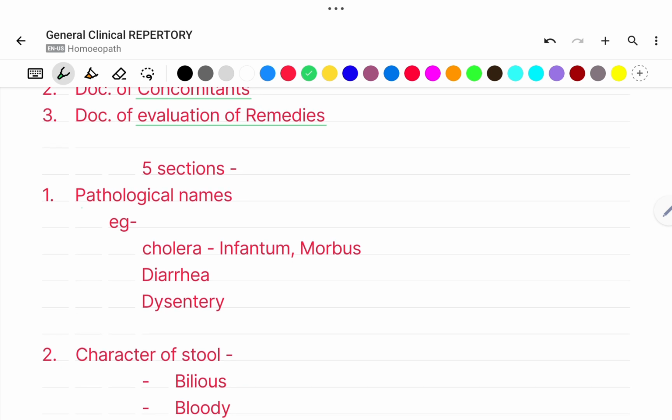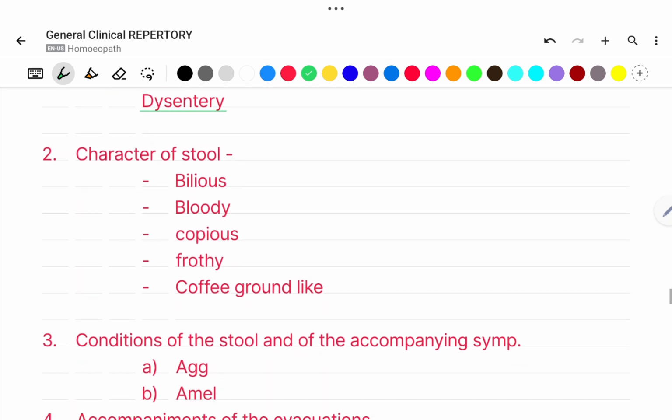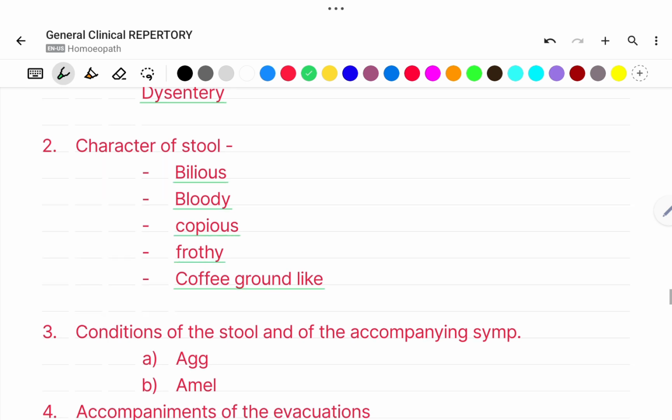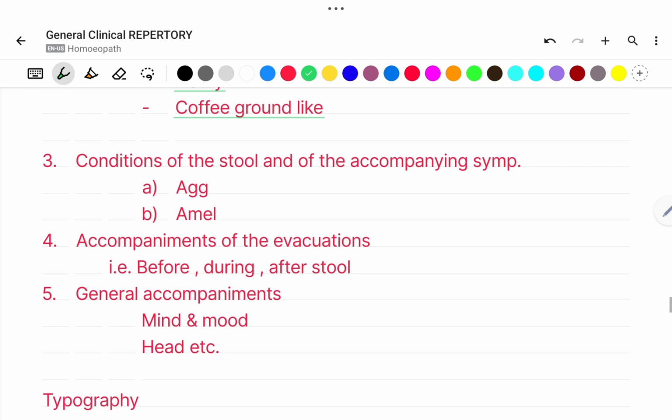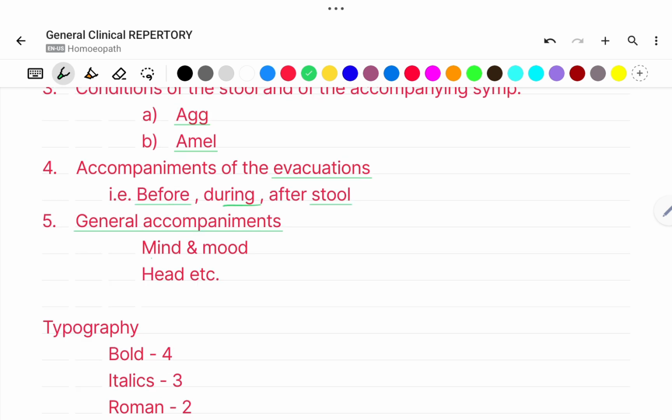Five sections of this repertory are: first is pathological names. For example, cholera, cholera infantum, cholera morbus, then diarrhea, then dysentery. Second section is characteristic of stool. For example, bilious, bloody, copious, frothy, coffee ground like. Third section is conditions of the stool or the accompanying symptoms, that is aggravation and amelioration. Fourth is accompaniments of the evacuation, like before, during, and after stool. Fifth, middle accompaniments, that is mind and mood, headache, etc.